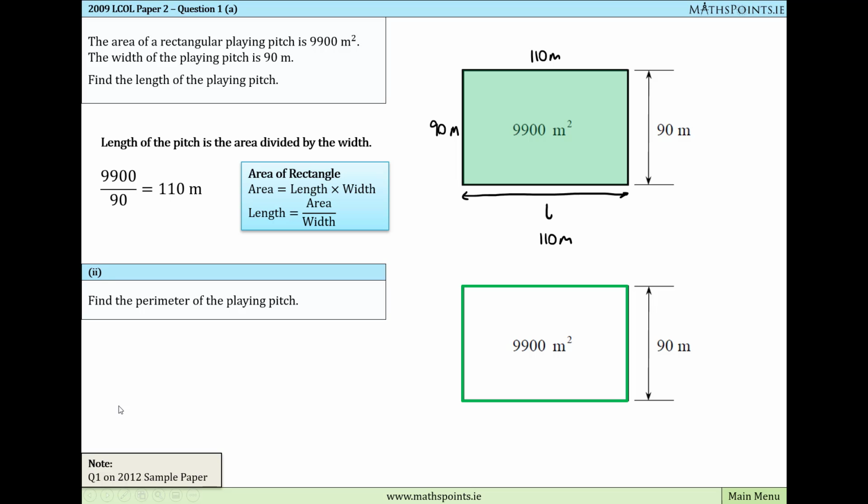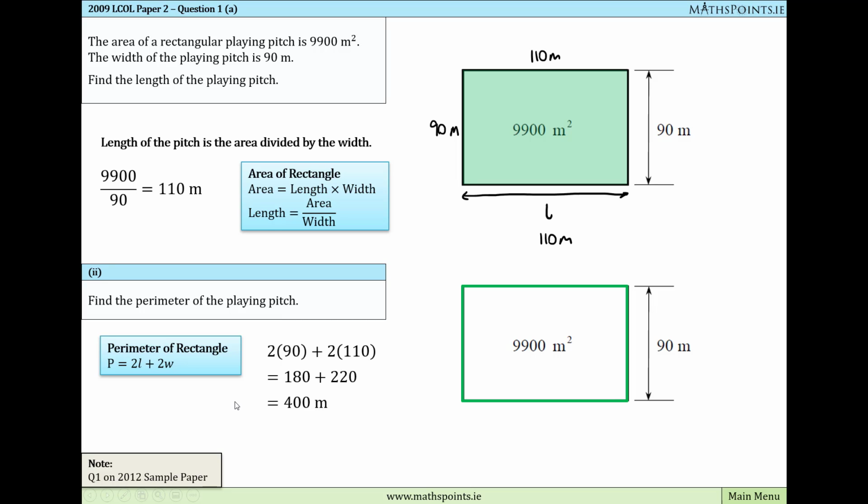Again, there's a formula worth remembering to find the perimeter of a rectangle, and that's 2 times the length plus 2 times the width. So in our case, that's going to be 2 times 90 plus 2 times 110, which is 180 plus 220, and 180 plus 220 is 400 meters. So the perimeter of this football pitch is 400 meters.